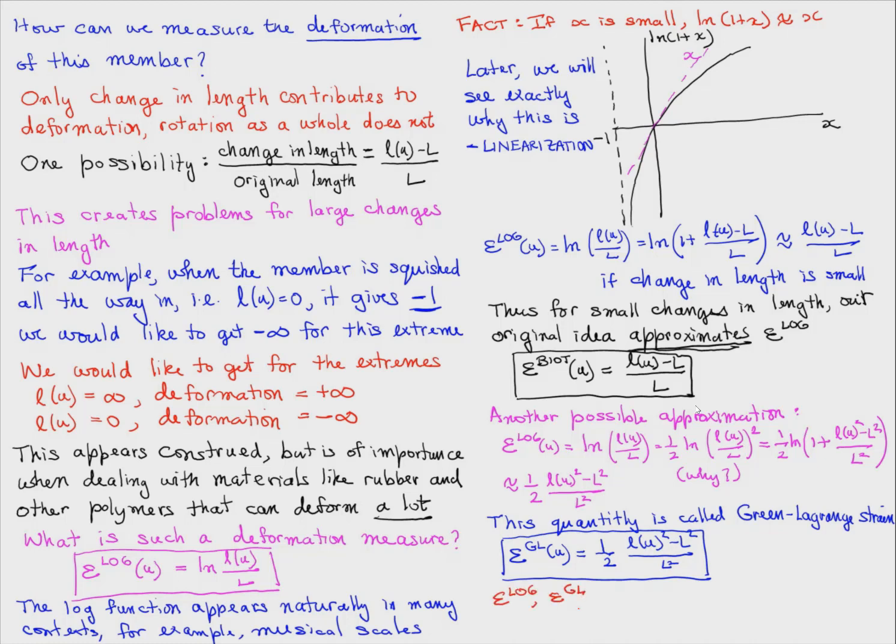So epsilon log, epsilon Green-Lagrange, epsilon BO, these different measures of strain have significance in 2D and 3D, as we'll see in assignment 2. We'll see, for example, that in 2D and 3D, epsilon Green-Lagrange is simpler to compute and is a good approximation for epsilon log.